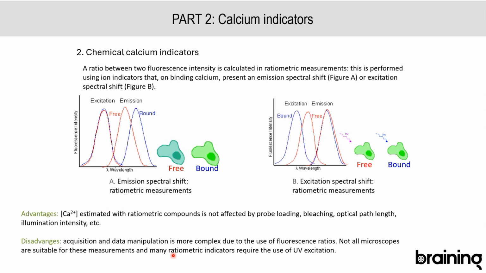Okay, there are also some disadvantages. The acquisition and the data manipulation are more complex due to the use of the fluorescence ratio. For instance, I'll talk about the acquisition. You really need a system that will allow an acquisition between two wavelengths, for instance. Okay, and not all microscopes are suitable for the measurements with ratiometric indicators.